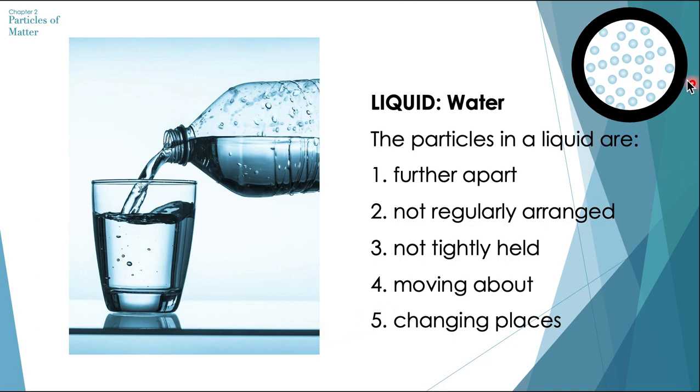Then we have liquid. The particles in a liquid are, number 1, further apart, as you can see here. And number 2, they are not regularly arranged. 3, they are not tightly held. 4, they are moving about because they have space to. 5, they change places. Whereas solid vibrates about fixed positions, in liquid, particles change places.